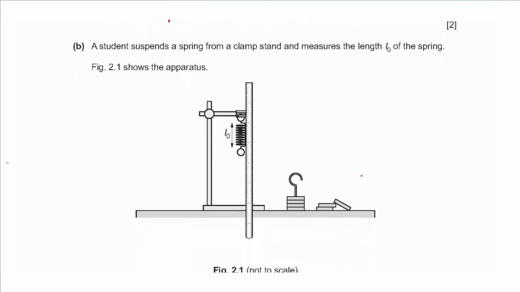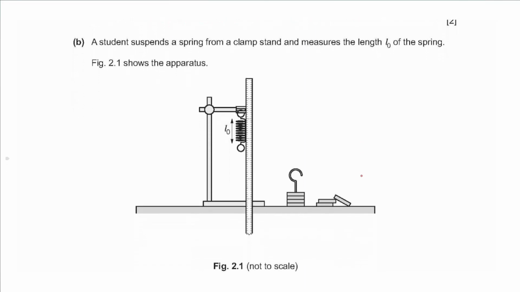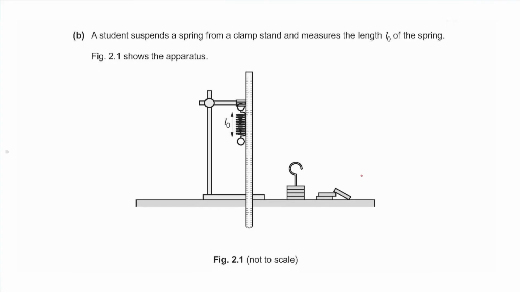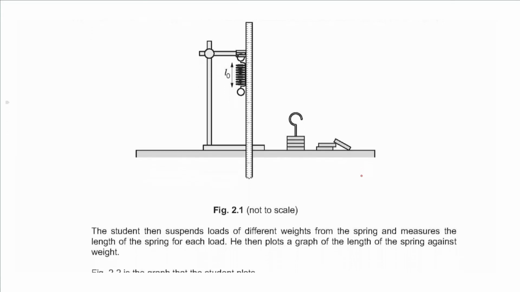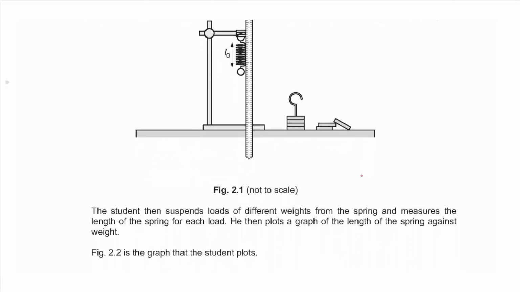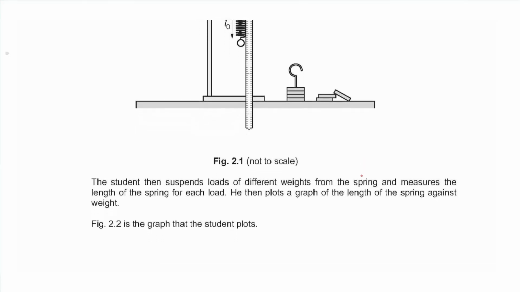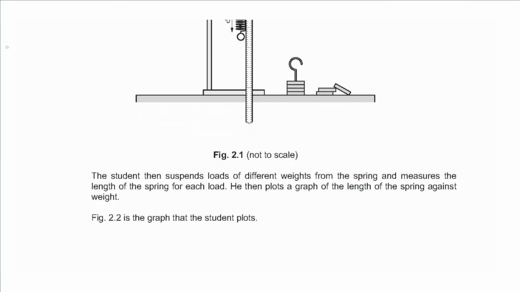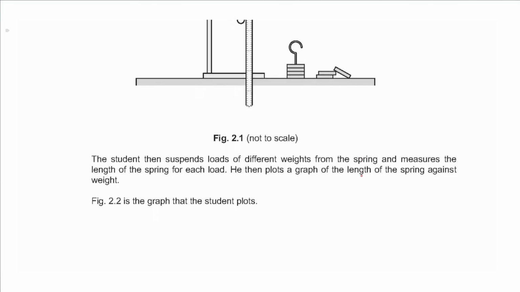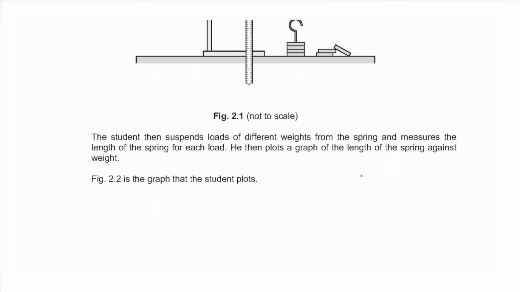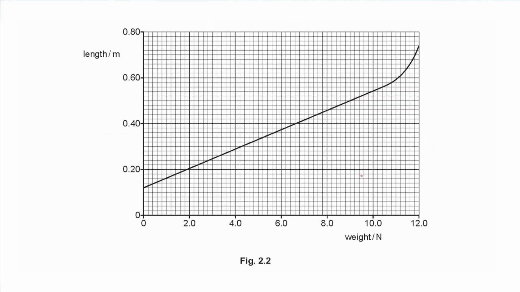Part B says a student suspends a spring from a clamp stand and measures the length L0 of the spring. Figure 2.1 shows the apparatus. The student then suspends loads of different weights from the spring and measures the length of the spring for each load. He then plots a graph of the length of the spring against the weight. Figure 2.2 is the graph that the student plots. So this is a graph, length on the y-axis and weight on the x-axis. And the length on the y-axis at zero load is the original length.